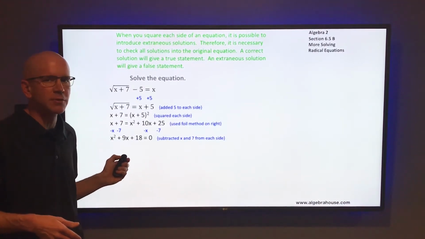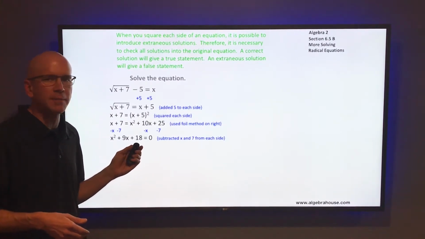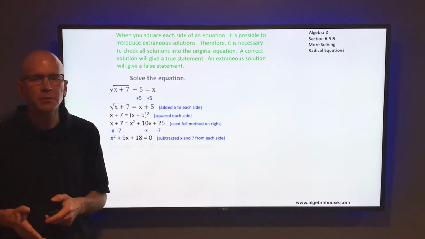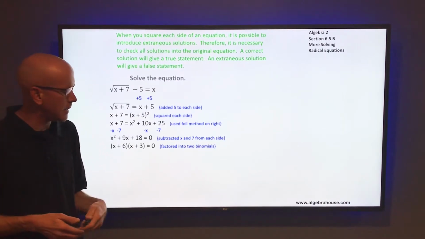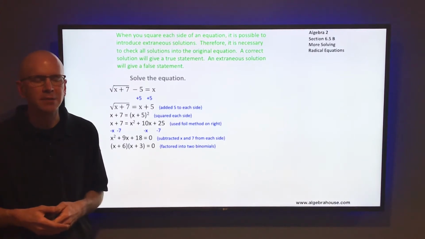So that'll factor into two binomials. The first terms of those two binomials are x. The second terms multiply to make 18 and add to make 9. So two numbers that multiply to make 18 and add to make 9, it's going to be 6 and 3. So that factors into x plus 6 times x plus 3.